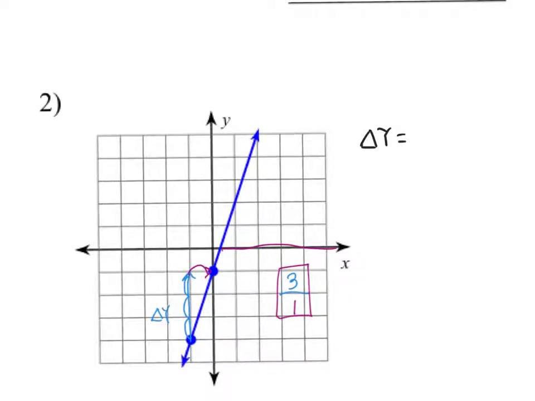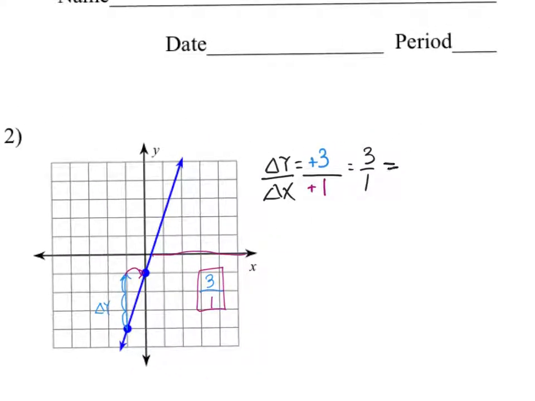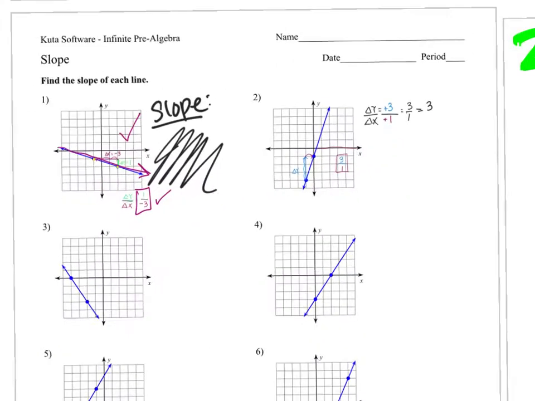So your answer needs to look like this. How much did you go up on the y? I went 3 up. And what's your change in x? I went to the right, 1. That's the same thing as 3 over 1, right? Don't forget, that's the same thing as 3, because 3 divided by 1 is 3. So that's your slope. That's all you have to do here is find your slope.